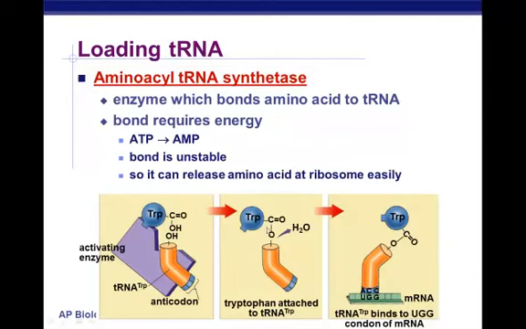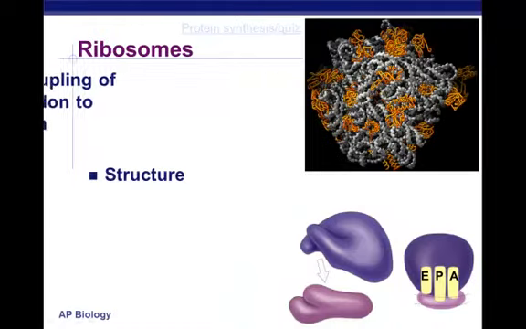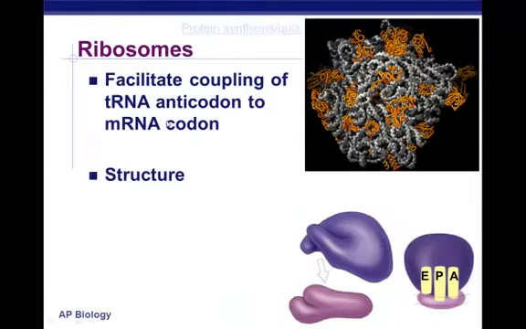So once we add the amino acids onto the end of the tRNAs, the tRNA is going to be a transporter. They're going to carry that to the ribosomes, where they're going to release them to build the protein chain. So ribosomes now are going to facilitate the coupling of matching up the tRNA anticodon with the codon.